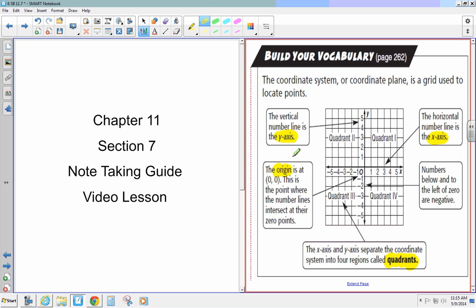So these are basically the vocabulary words. I might ask, what is the y-axis? What is the x-axis? What is the origin? What are the quadrants? The x-axis is the horizontal number line. The y-axis is the vertical. The origin is the meeting point of the two number lines.